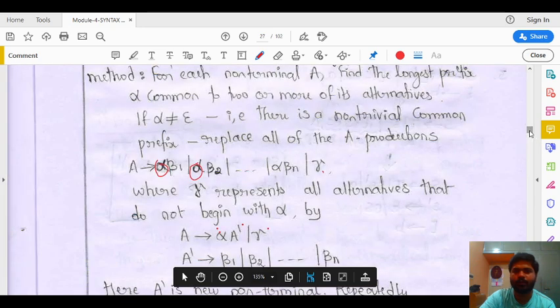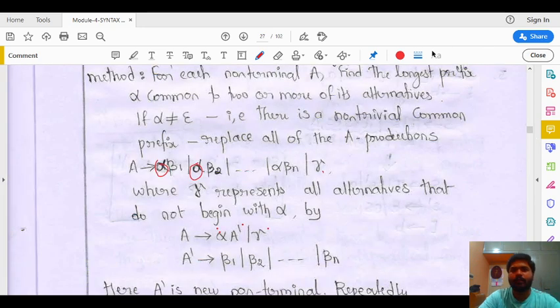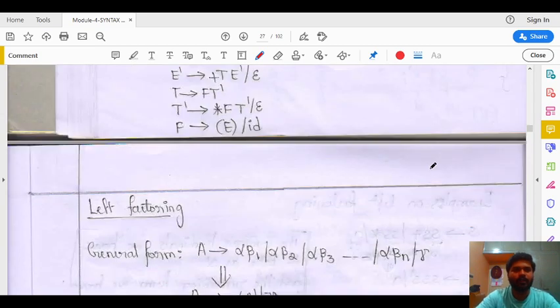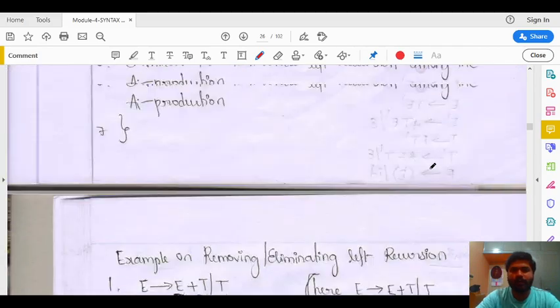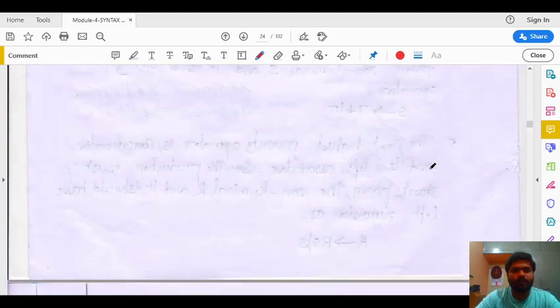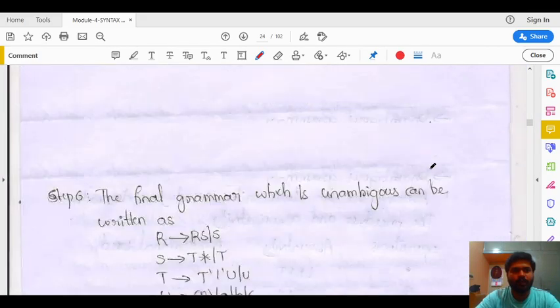Most of the students had an issue with learning how to deal with left recursion and left factoring. So I just wanted to explain them with left recursion and left factoring, and we shall look into those.